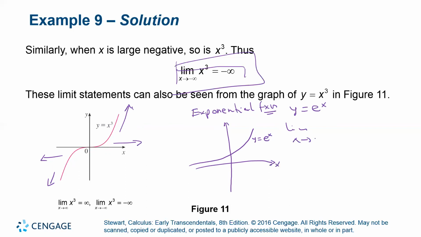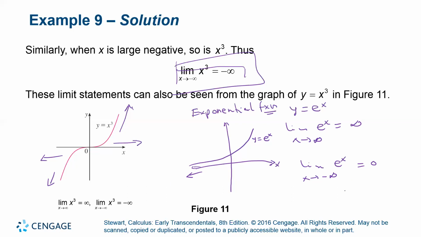As x approaches positive infinity of e to the x, guess what? This gets bigger and bigger. But the limit as x approaches negative infinity of e to the x, this goes to what? This goes towards 0, because it gets smaller and smaller. As you go this way, it gets smaller and smaller to approach 0.